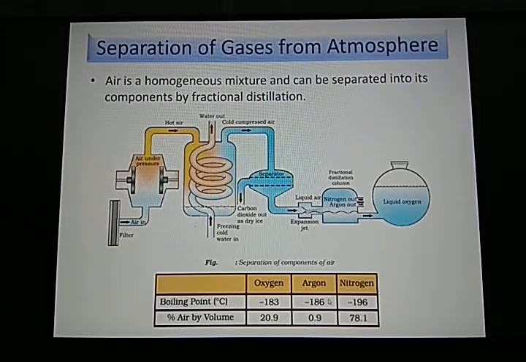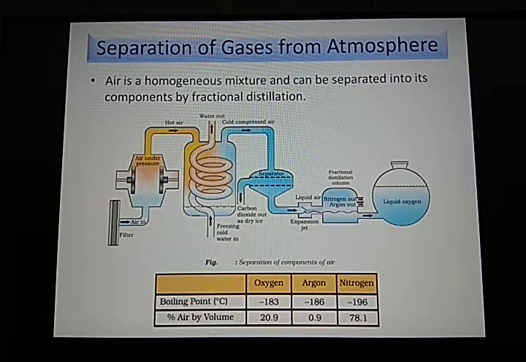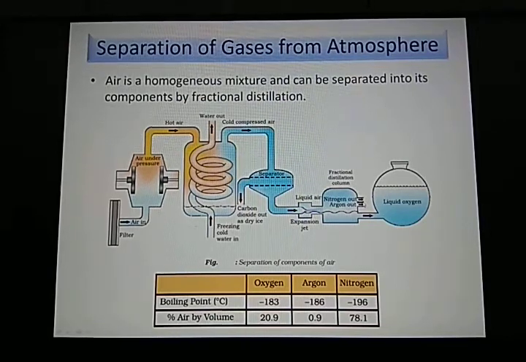So as a result, what happens as soon as we heat that fractional distillation column? The gases having a lower boiling point will start to evaporate out through this outlet. So first of all, nitrogen will evaporate out, then argon will evaporate out, and then liquid oxygen will be the only thing remaining here.